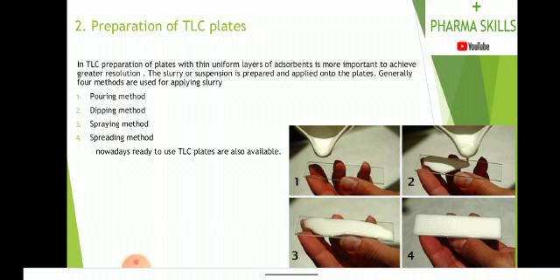In pouring, we simply pour the adsorbent on the slide. The second one is dipping, we take the slide and dip it. From this we prepare the plate. Third one is spraying, we spray the adsorbent on the slide. The spreading method is where we take something else to spread it. Uniformity is most important. If we do not attain uniformity, there will be less chance to get an accurate product. Nowadays we are getting ready-made TLC plates, no need to prepare.